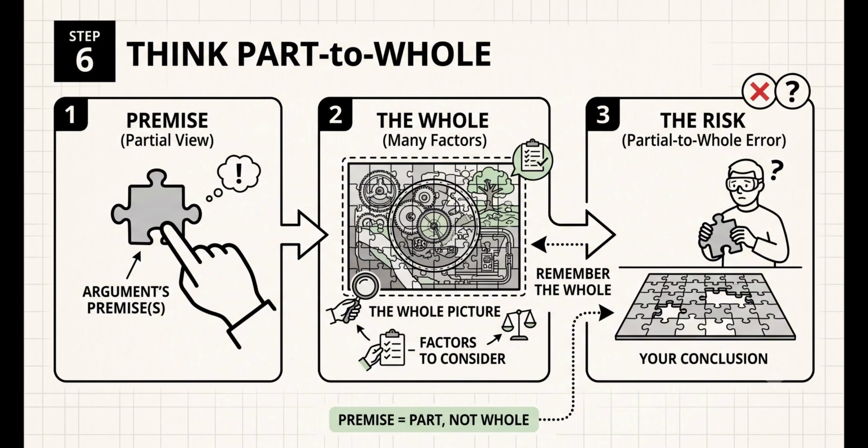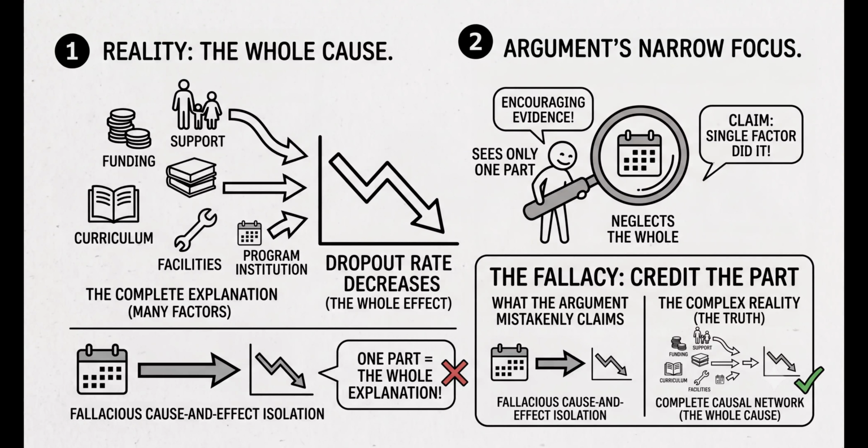Let's now move on to step 6, think part to whole, whose purpose is to remind you that an argument's premises can necessarily present only part of the whole picture. There are many factors to consider, and you're presented only with a partial view of the whole. Here, whether the morale-boosting program actually caused the dropout rate to decrease requires considering a whole lot of factors, of which the program's date of institution is but one part of many.